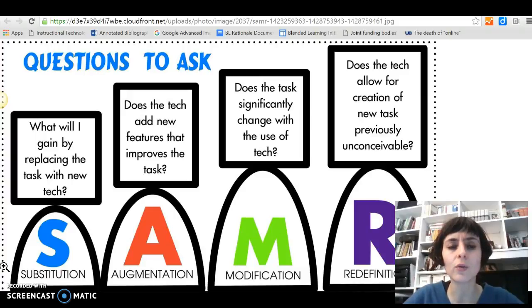So these are all questions that I would like us to reflect on when thinking of implementing technology in our course. I would really like to know what you think about that.